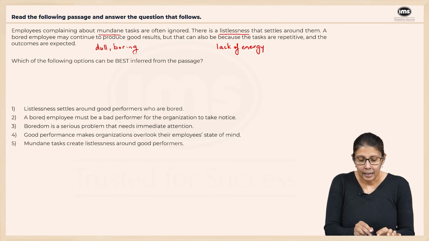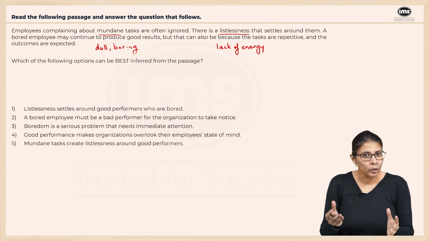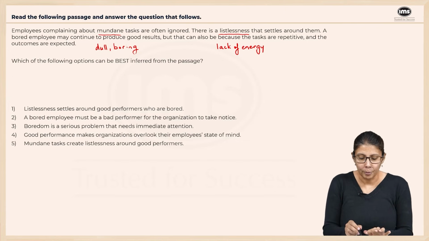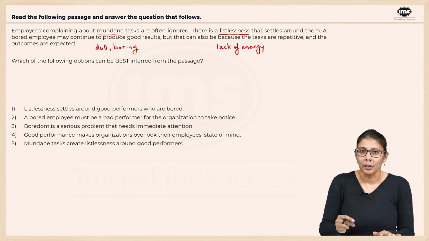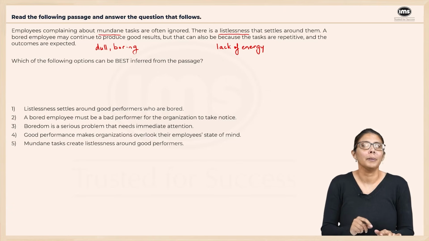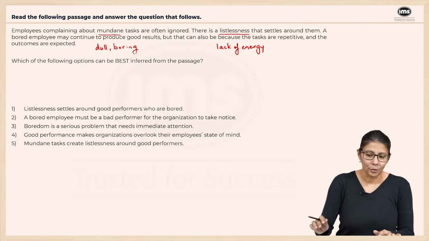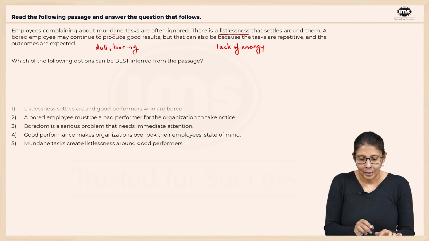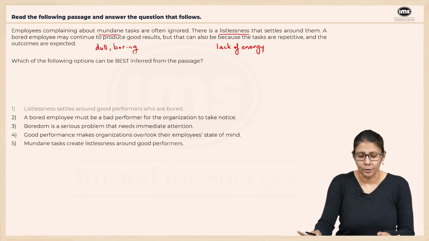Our first option says, listlessness settles around good performers who are bored. Now, as far as I can see, this seems to have all the key words: listlessness, good performers who are bored. But at the same time, this does not take into account how the organization does not pay attention to these employees. So, option 1, not entirely complete. The second one, a bored employee must be a bad performer. Let's stop here. They continue to produce good results is what the paragraph says. So, a bored employee must be a bad performer definitely is not right.